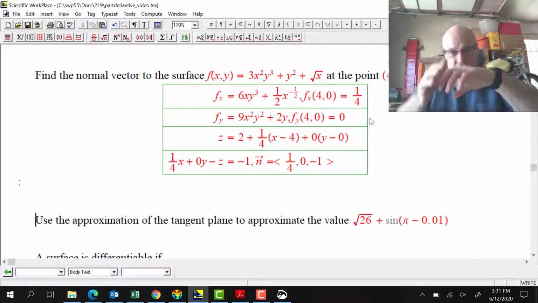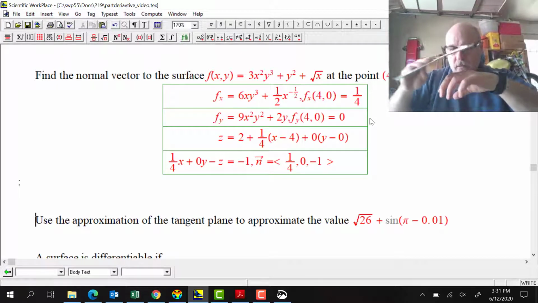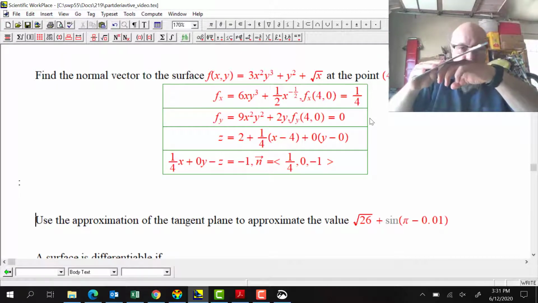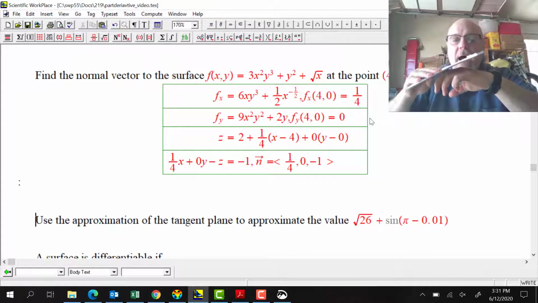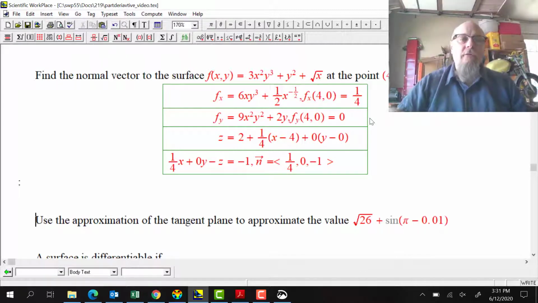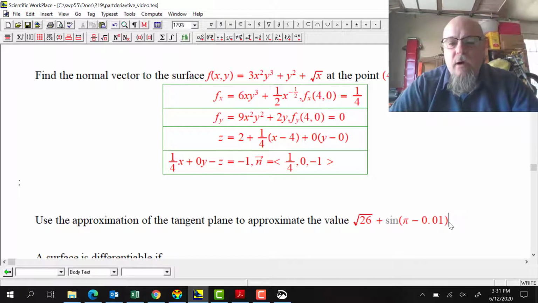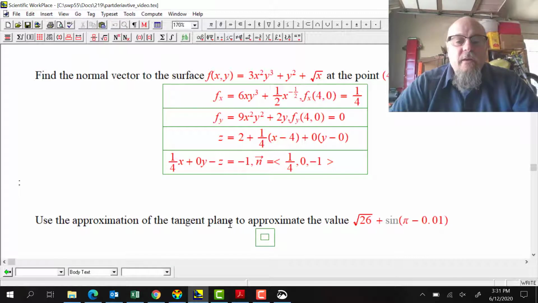If this is the surface curved, then the plane is close to the surface. It's not close far away from that point, so it's not a good approximation far away from that point, but it is an okay approximation close to that point. So that's what we're doing here. We're trying to approximate.